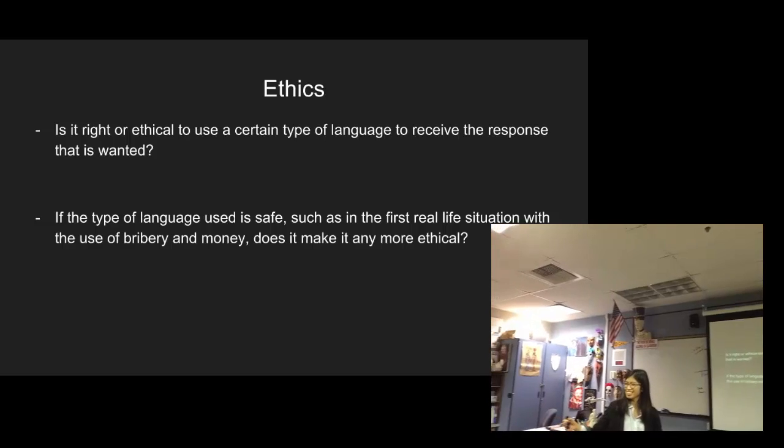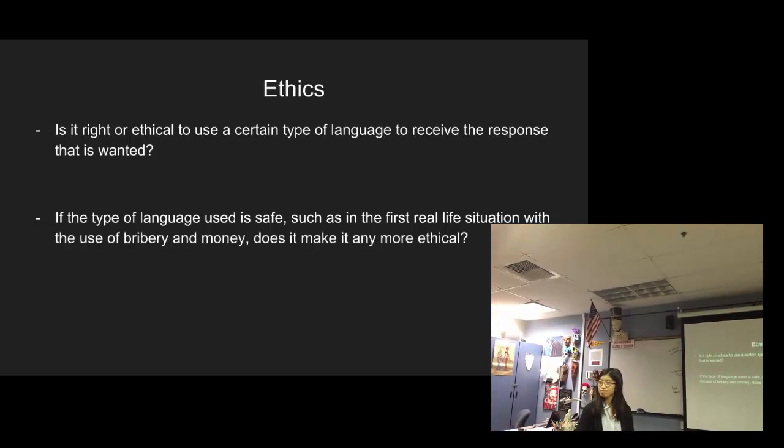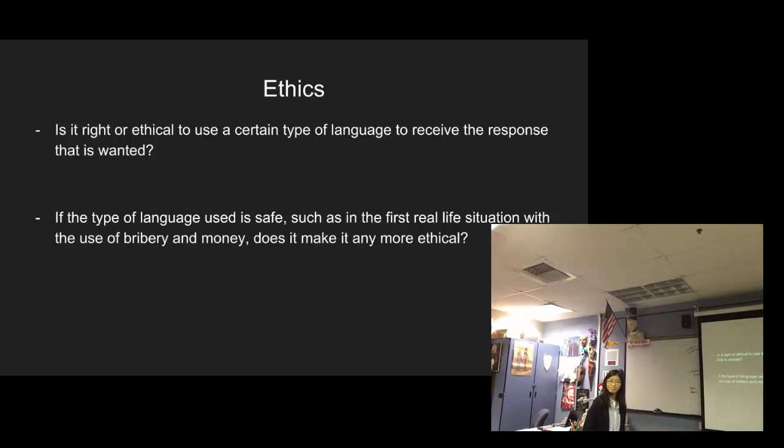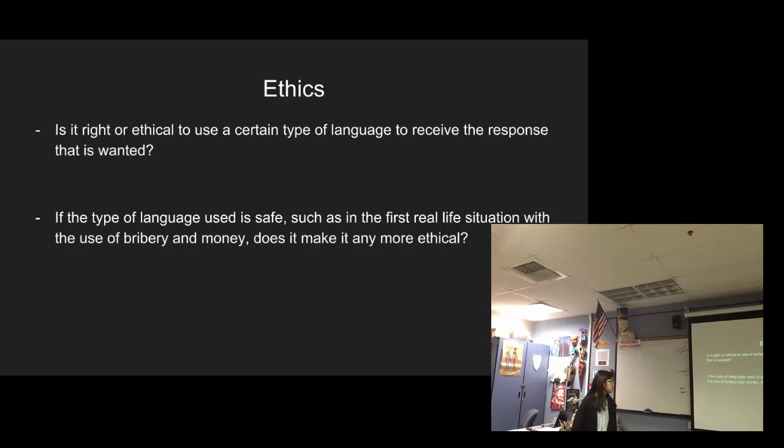Well, I think if they're both abused, then neither is more ethical. Talking about if money is more ethical than threats, no, not necessarily. I don't believe that money would be more ethical because if you're born with money, you live a big whole life and it's not really fair for you to use that.